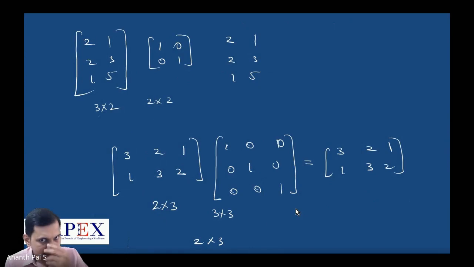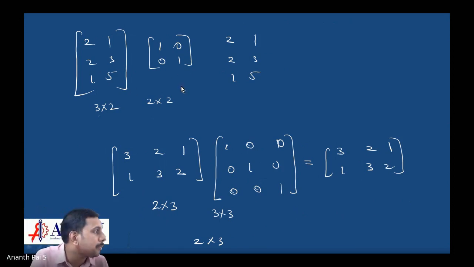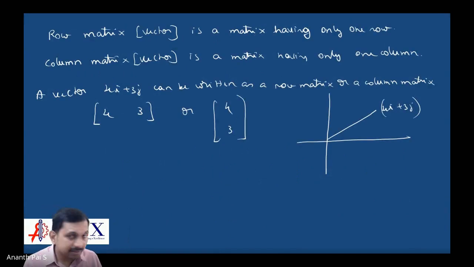Correct? So now, multiplication should be possible. See, if you have a 3 by 2 matrix, you can multiply only with the 2 by 2 identity matrix, so it remains the same. You understand? But generally we say the identity matrix is multiplied with square matrices. Okay. Row matrix has only one row, column matrix has only one column. It's a vector actually, a column matrix.